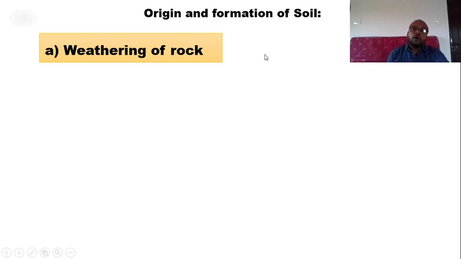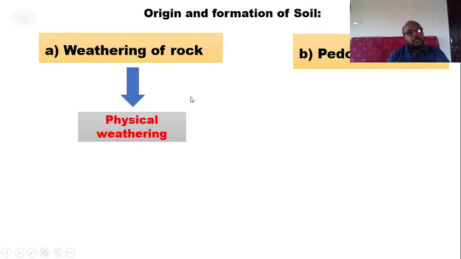The soil is formed in two ways. The first one is called weathering of rock, and the second is called pedogenesis. Here the weathering of rock takes place. You all know weathering means disintegration of the rock.